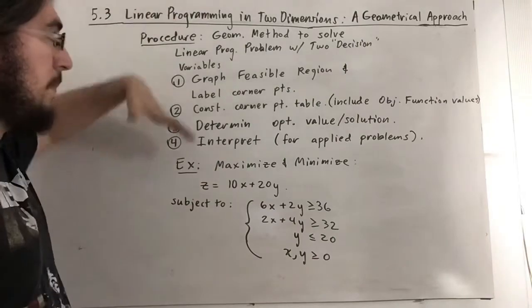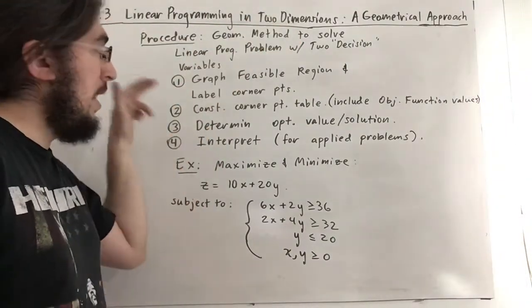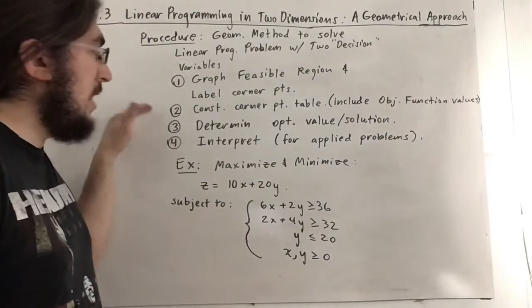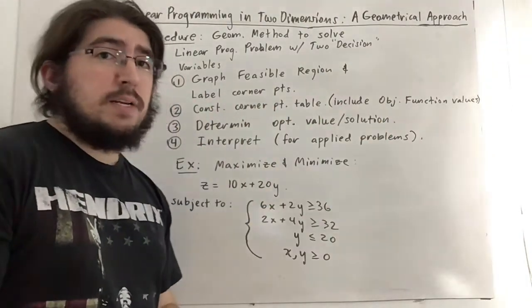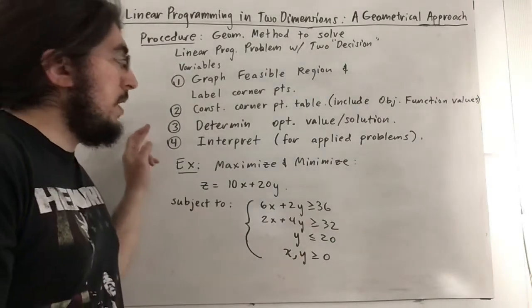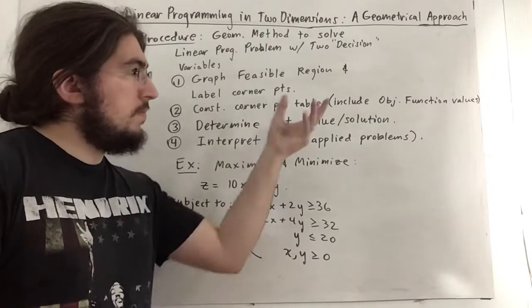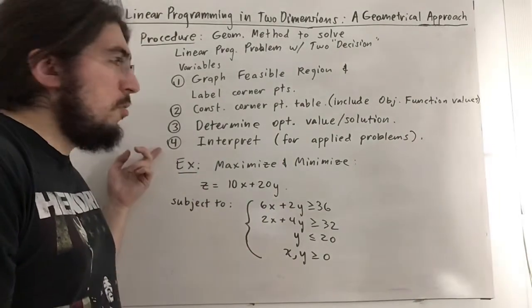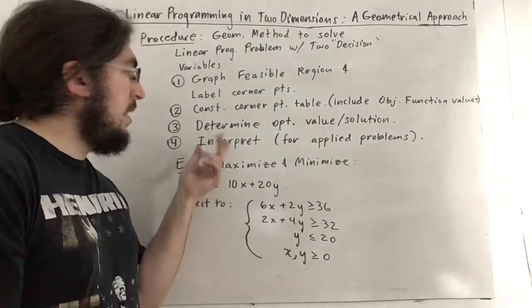Okay, so here are the steps. First, graph the feasible region of our constraints and label the corner points. Secondly, construct a corner point table that includes values for our objective function. Third would be to determine the optimal value or optimal solution for the objective function. And then fourth would only apply to applied problems, like in the previous problem: interpret.